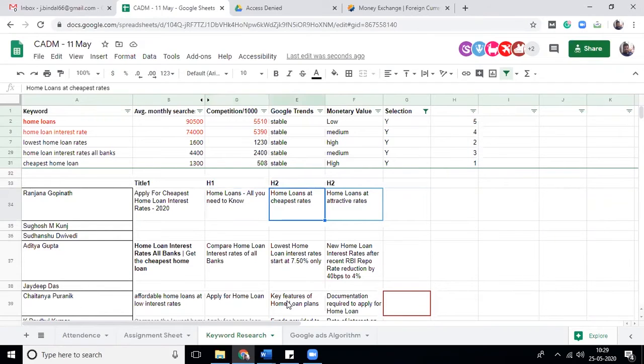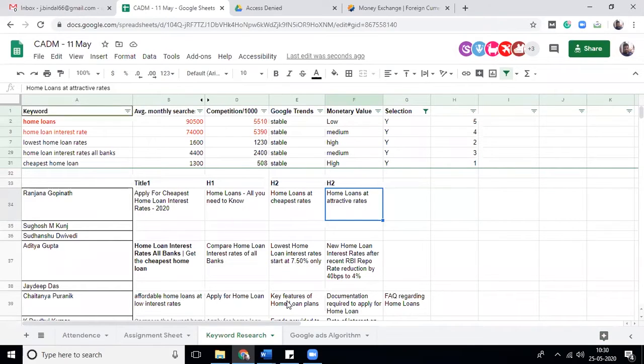Third could be features of home loans. Fourth could be limitations of home loans. Fifth, down payment required for home loans. Sixth, seventh could be eligibility for home loan. Then how to get the cheapest home loan, or get the home loan at the lowest rate of interest.